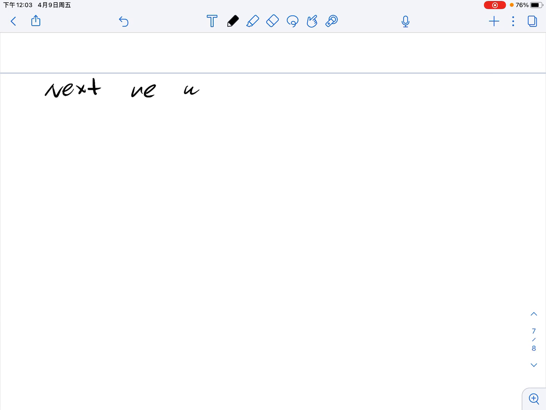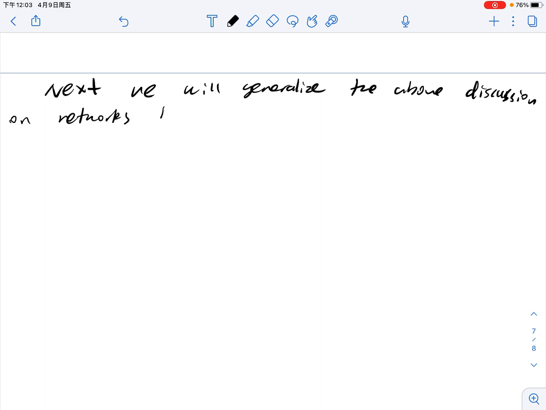Okay, next we will generalize the above discussion to a slightly different version of network. And then next time, we will introduce some algorithm corresponding to that version and also some applications. So we generalize our discussion on networks to digraphs. So what is a digraph?